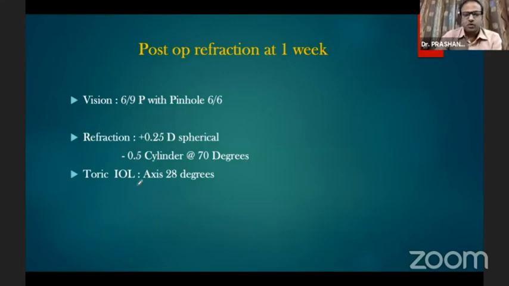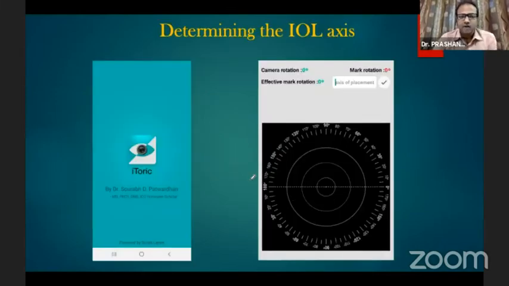So the axis of the toric IOL was checked, and it was 28 degrees, while the ideal axis which was suggested was 16 degrees. So how do we see the exact position of the IOL? We can directly check it by slit lamp, but a better and more accurate way of doing this is taking the help of a smartphone app.